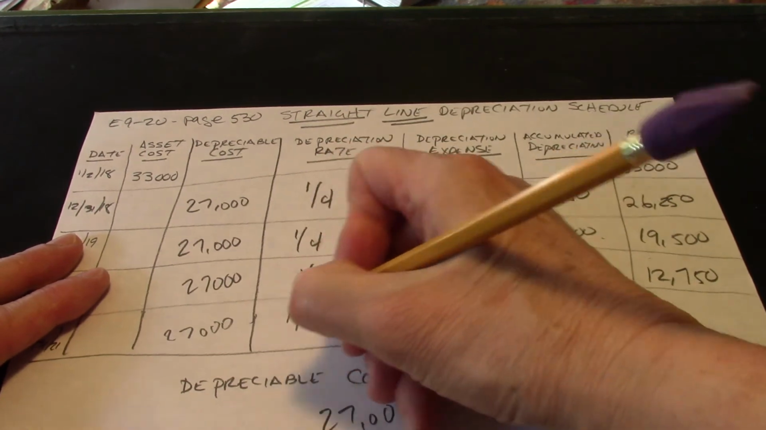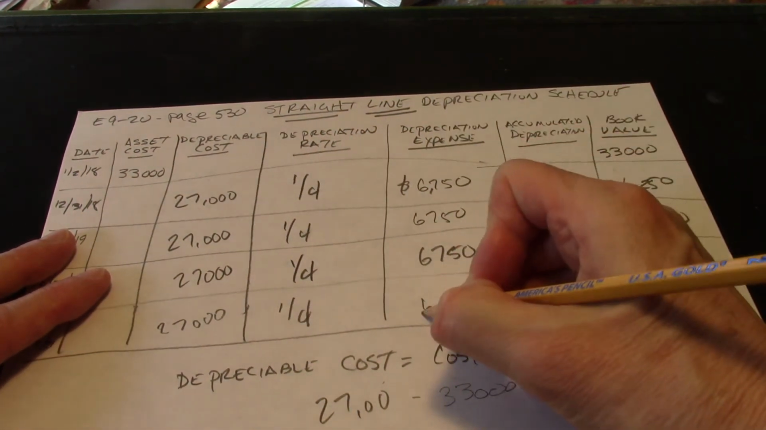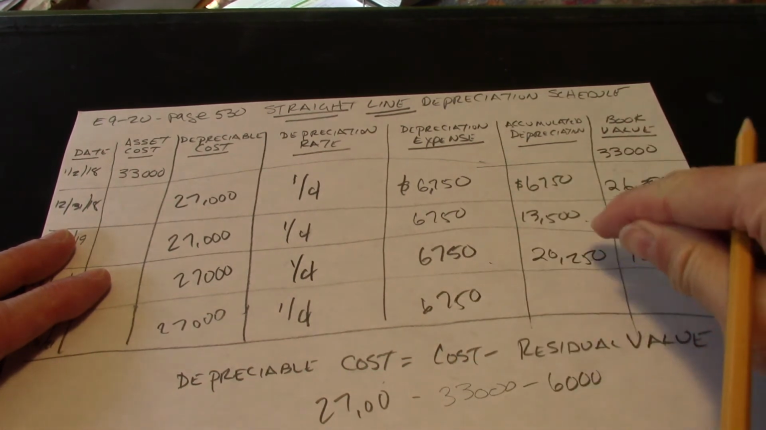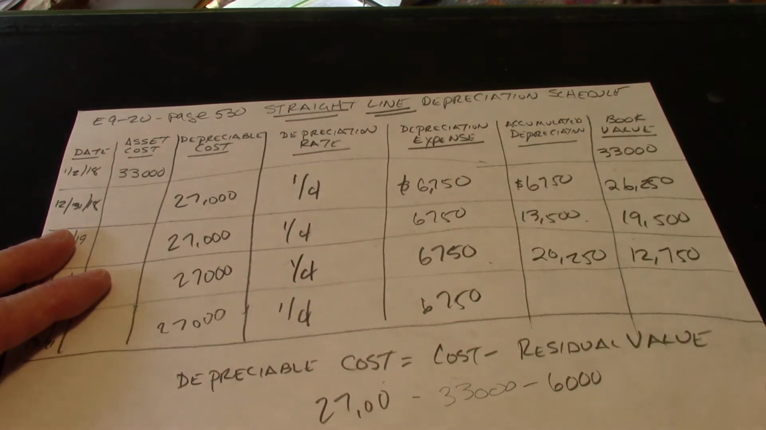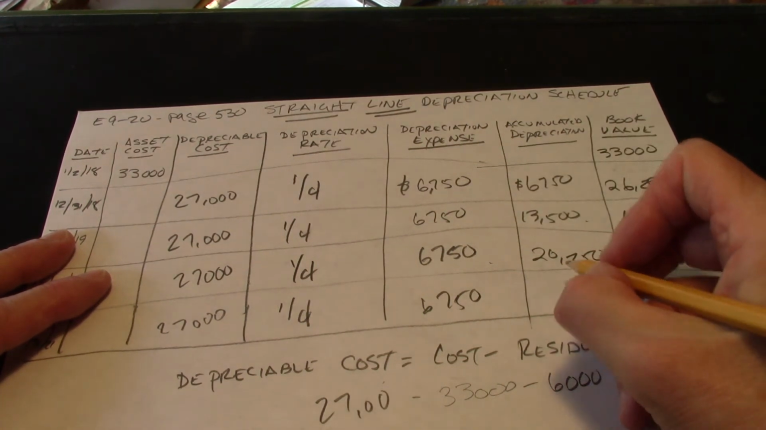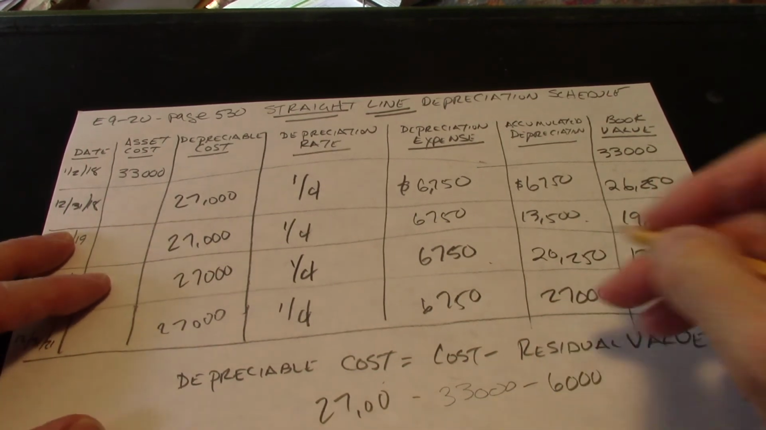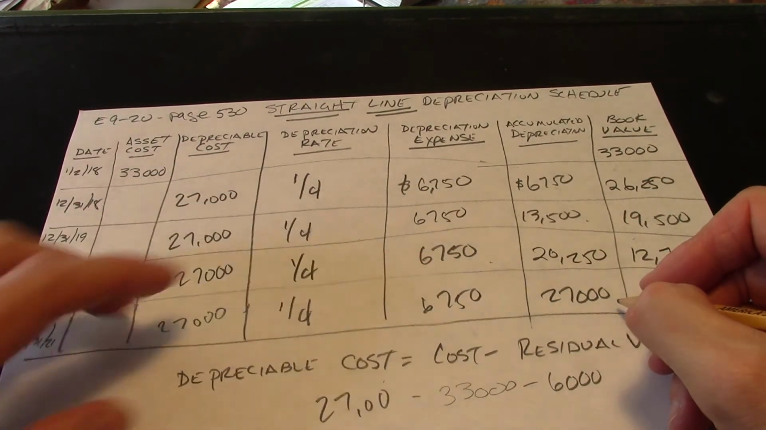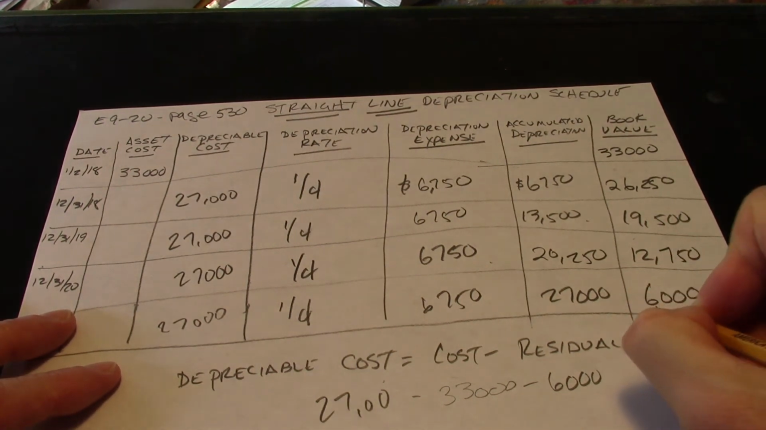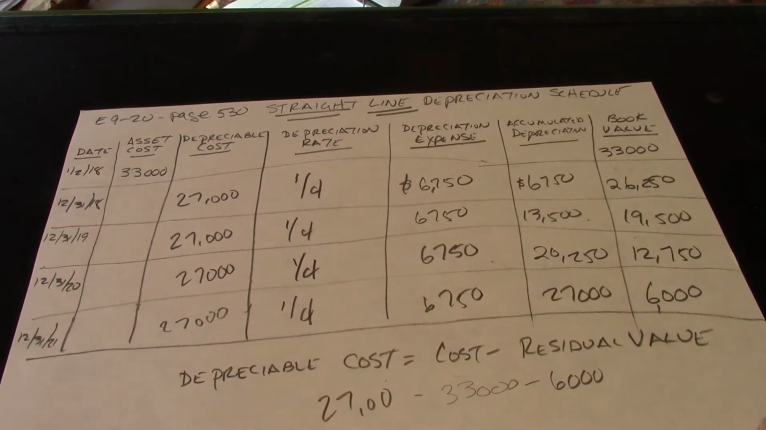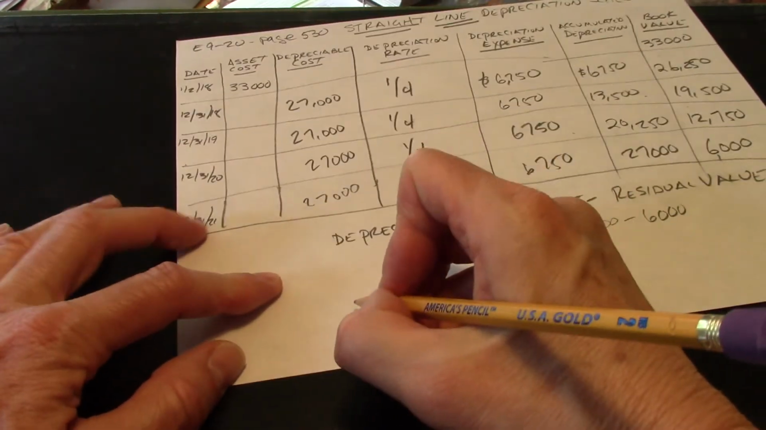Alright, last year, fourth year, 27,000 times a quarter, right, is 6750, as we know. So 20,250 plus 6750 is equal to 27,000. That number should look familiar, right? 33,000 minus 27,000 is that number we're looking for, the residual value. And so we're done.